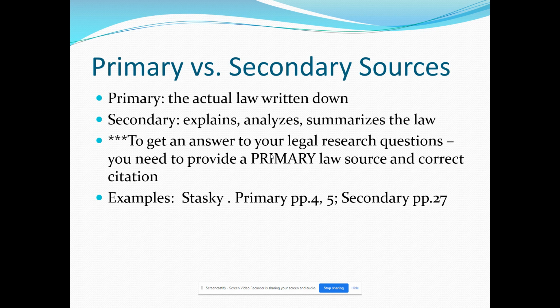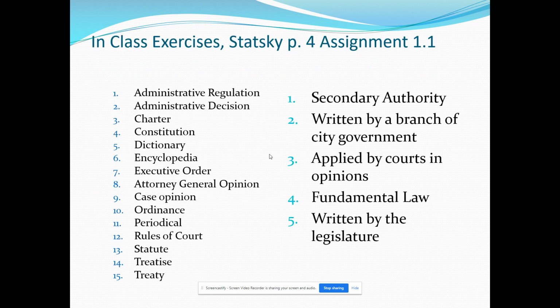The secondary sources on page 27 of Statsky are things like digests, legal encyclopedias, legal dictionaries, legal periodicals, treatises, which are books that explain a certain area of law, law review articles, all sorts of things like that. All right, I'm going to pause for a second and then we'll kind of do this little exercise together.